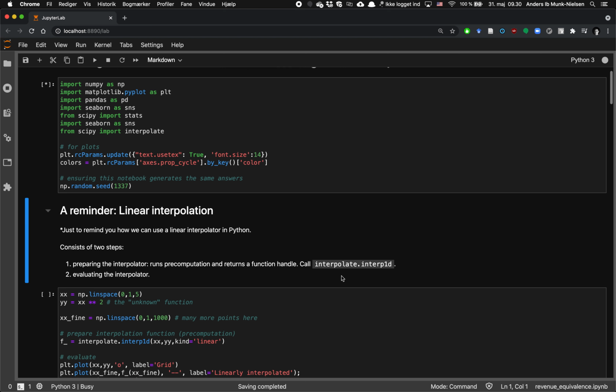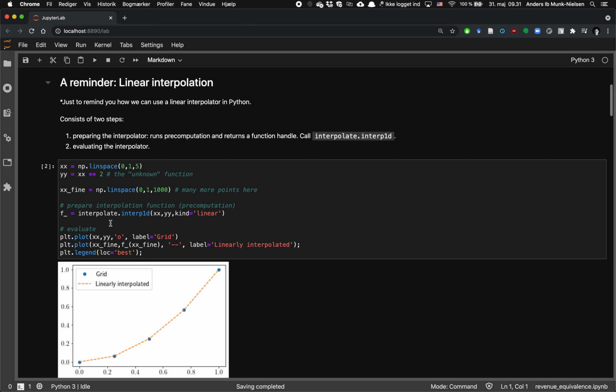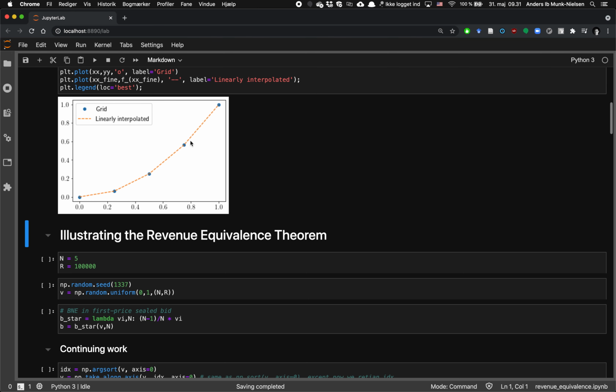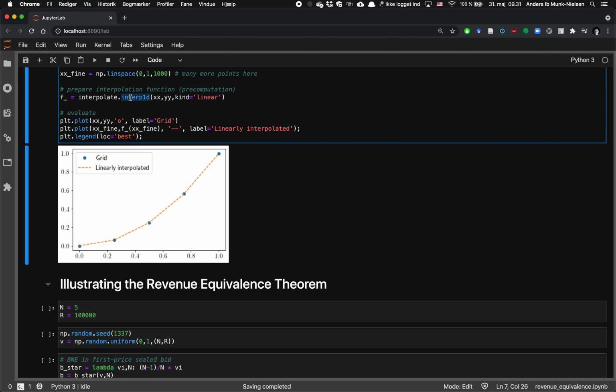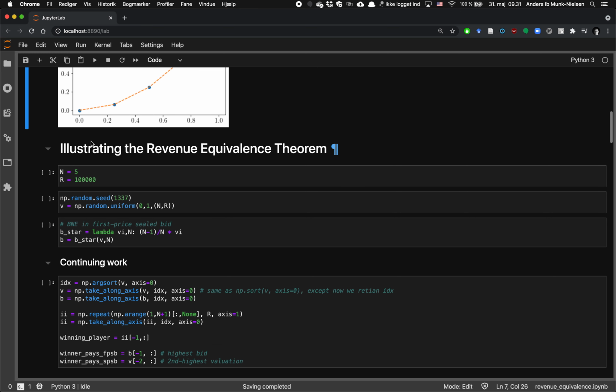We load some things here, and here's just a general reminder about how to use linear interpolation, which you can look at at your own leisure if you get confused later about the use of the interpolate.interp1d function. All right. Let's start by looking at the revenue equivalence and see if we can illustrate it.